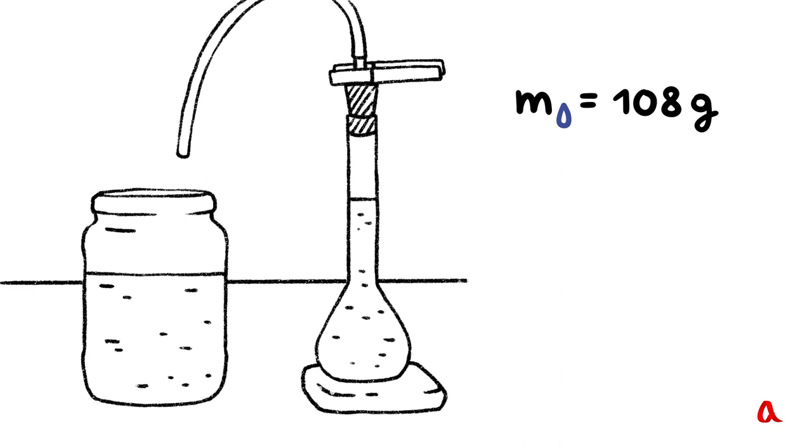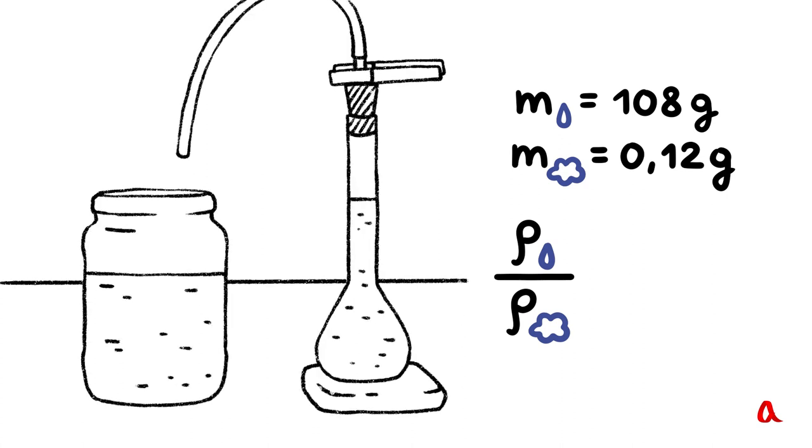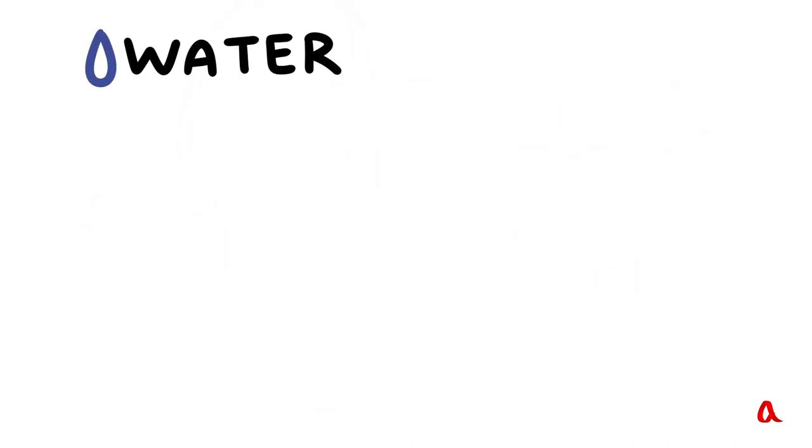Let's recall that the air replaced by this water weighed 0.12 grams. To find how much denser water is in comparison with air, we have to divide 108 by 0.12. So it is 900 times denser. According to our measurements, water is 900 times denser than air.